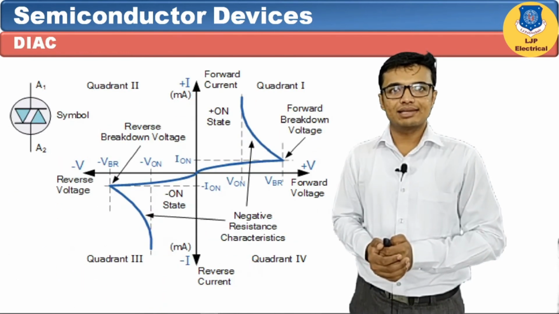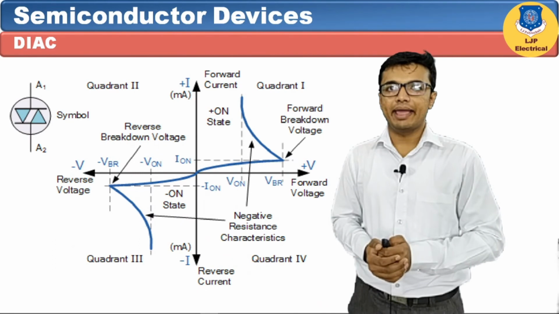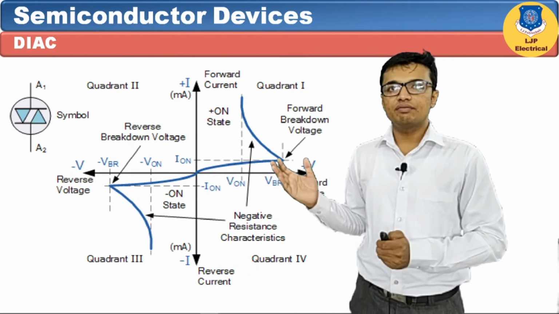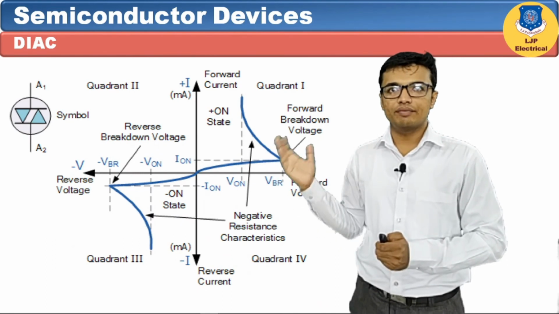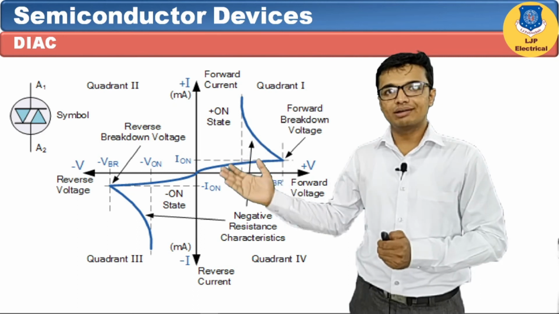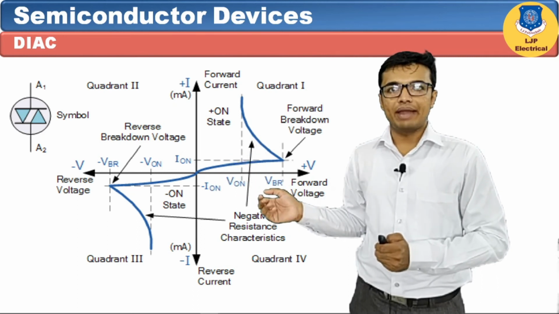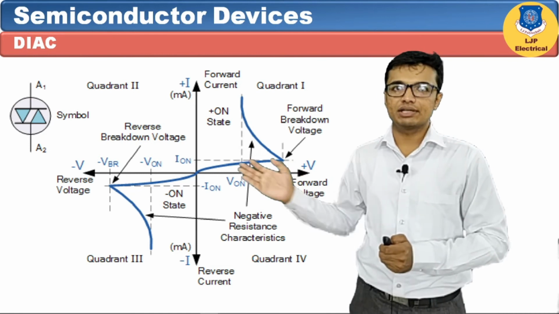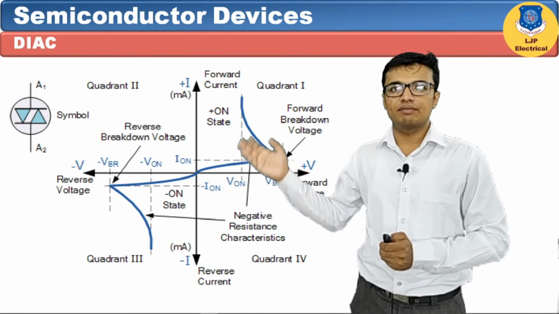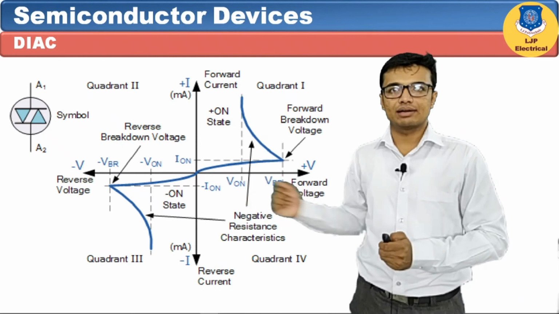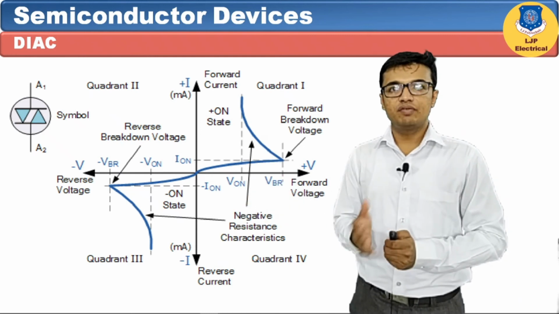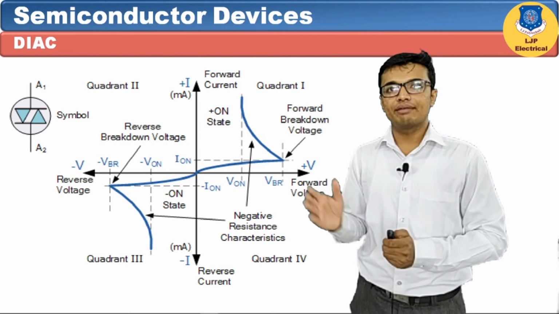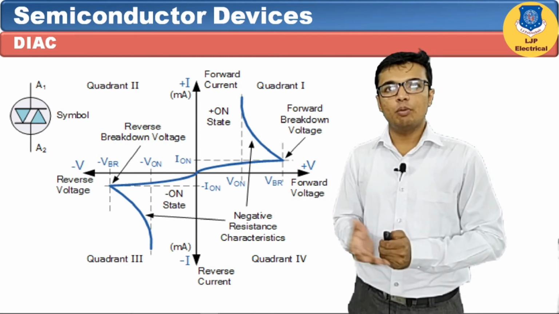Let's see the characteristics and symbol of DIAC. It has four regions in total: quadrant 1, quadrant 2, quadrant 3 and quadrant 4. On the x-axis we have taken supply voltage, that is forward voltage and reverse voltage. On the y-axis we have taken forward current and reverse current. Forward current will flow in the positive direction and reverse current will flow in the opposite direction.